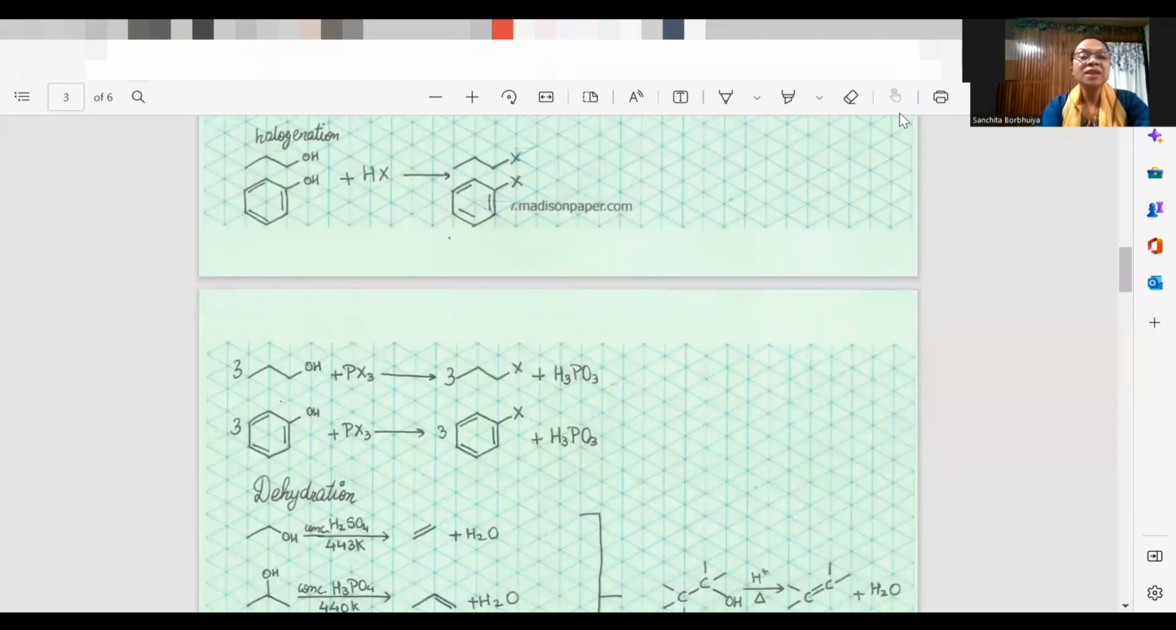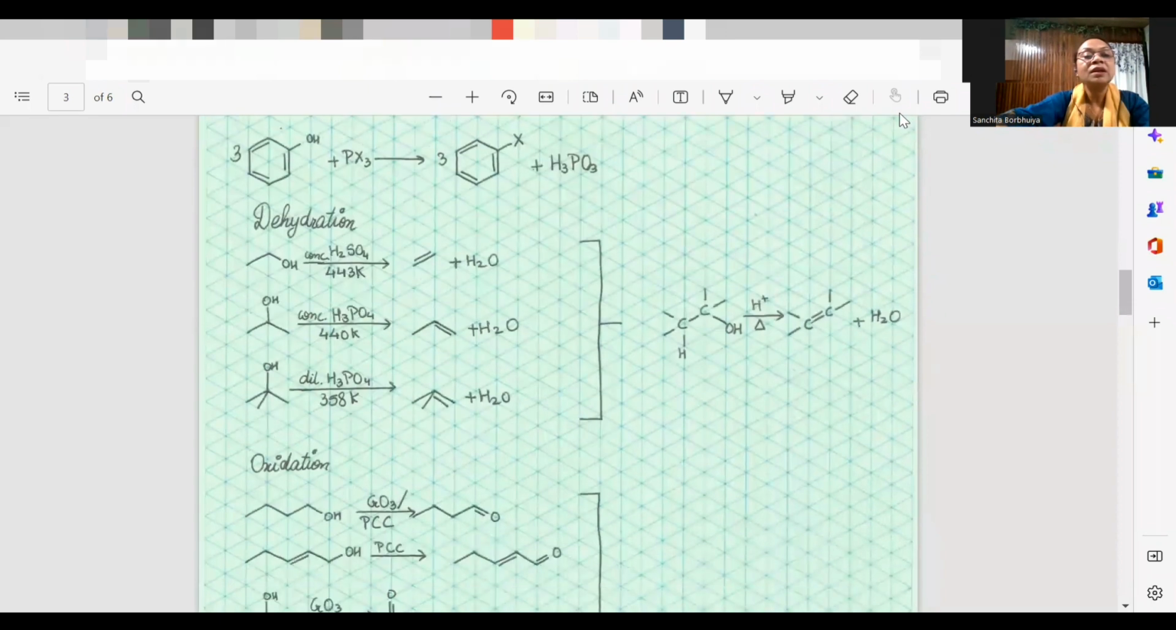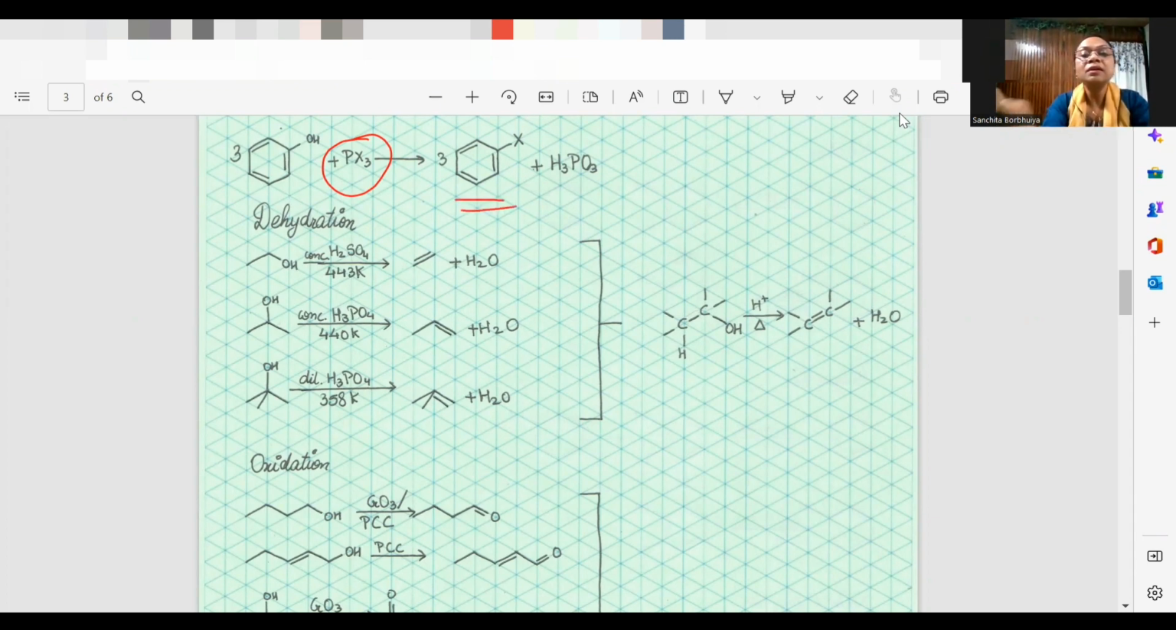We have spoken about this before also, that if you want to halogenate phenol, you will take HX, any halogen acid, with phenol. Under special conditions, you will get the haloarene. This is another example where you take phenol and PX3, or any PCl3, PI3, and you will get the haloarene along with phosphoric acid as a side product of the reaction.